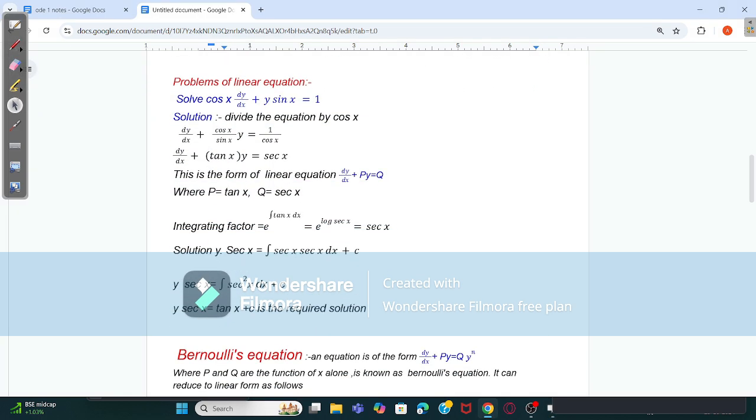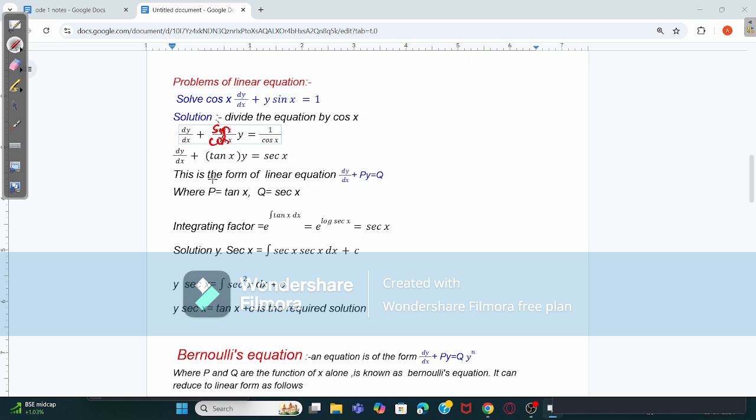Solve cos x dy/dx + y sin x = 1. Divide the equation by cos x to make it common: dy/dx + (sin x / cos x) y = 1 / cos x, that is, dy/dx + tan x y = sec x.